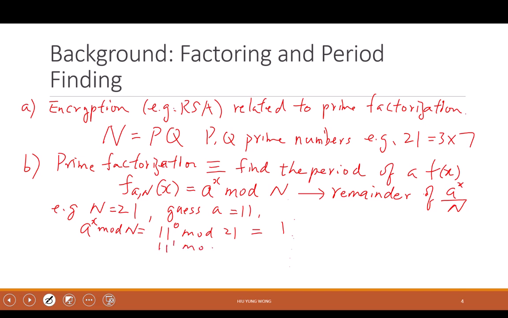What is 11 to the power 1 modulus 21? So look at this, right? This is what we are doing with the function. This is f of 11, 21, 0 equal to this. Do you see that? And this is f of 11, 21, 1 equal to this. Do you see that? I start with x equal to 0. Capital N is 21. And I was guessing, I tried a equal to 11. Then this is 11 to the power 0 modulus 21 equal to 1.